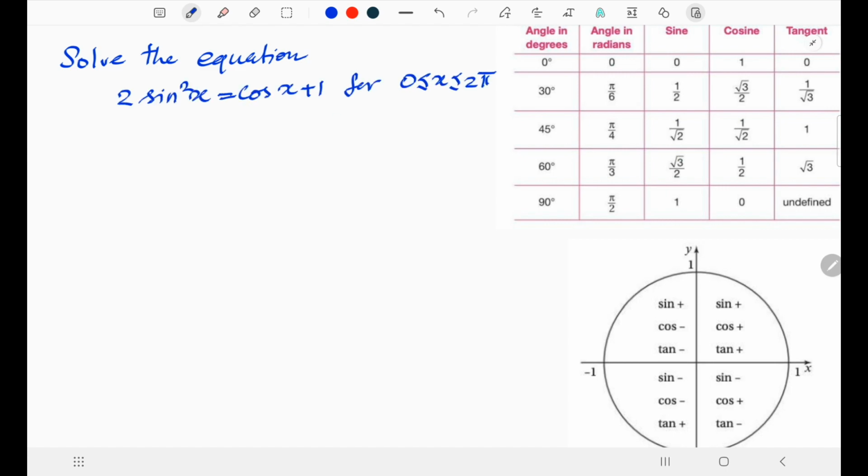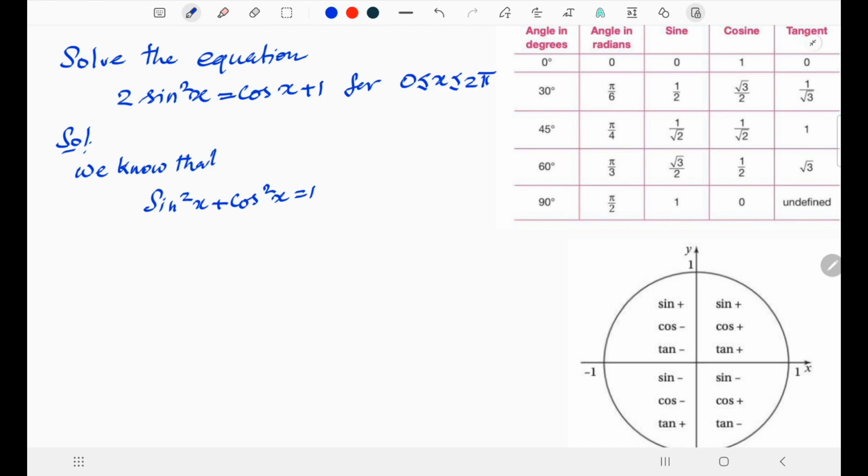Solve the equation 2 sin square x equals cos x plus 1 for x ranges from 0 to 2 pi. Okay, so solution. We know that from the Pythagorean identity, sin square x plus cos square x equals 1.